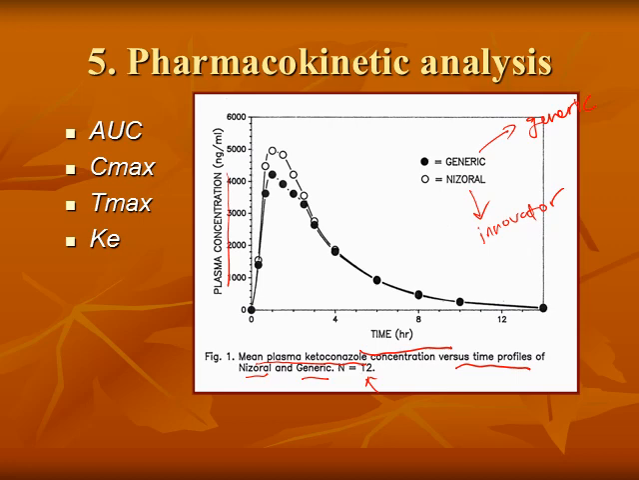In pharmacokinetic analysis, what we are looking at is the area under the curve, which is the area under the curve here. We also look at the Cmax, the maximum concentration here, and Tmax, the time when they achieve maximum concentration, Tmax here, and Ke, the elimination constant, which can be calculated.